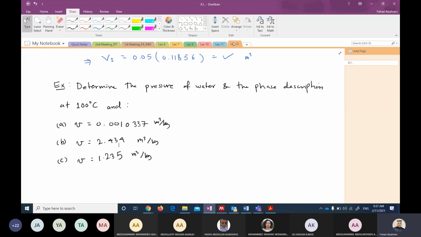So remember, we need two independent properties to define the phase and to find all other properties. I gave you here, for each case, two independent properties, but you will have different phases. So it's important to know how you can define the phase based on these values.